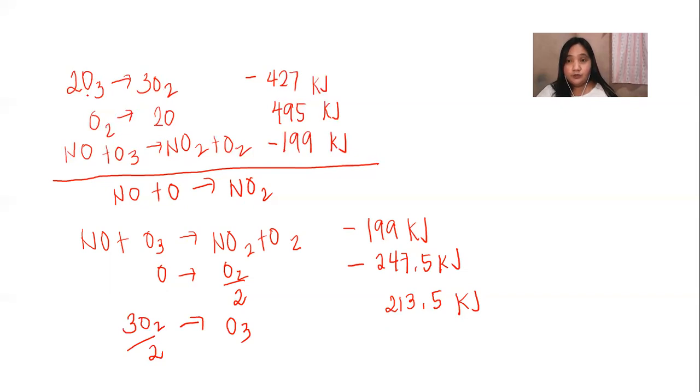Dividing this by 2 just gives you O3, and then dividing this 3O2 over 2, that's it. So that becomes positive, and then 427 divided by 2. Then finally, let's check if we can really cancel them out. So this is 3 over 2, meaning that's 1.5. So I can cancel that.